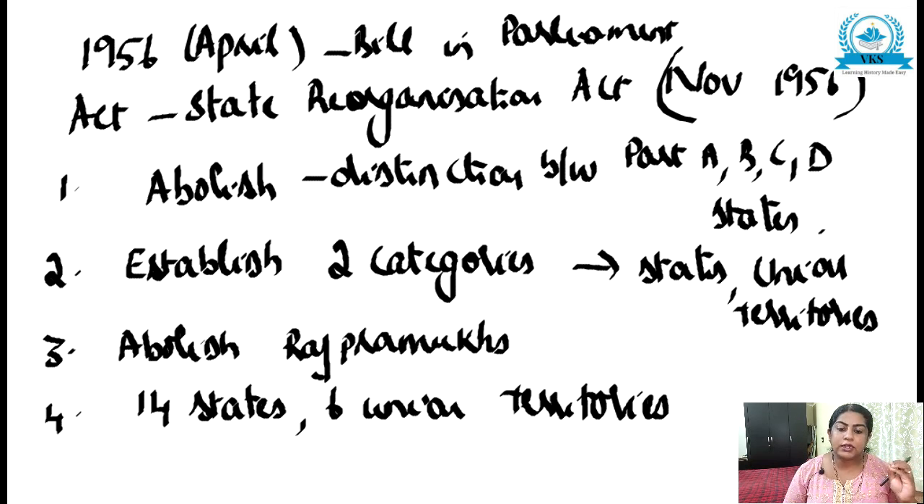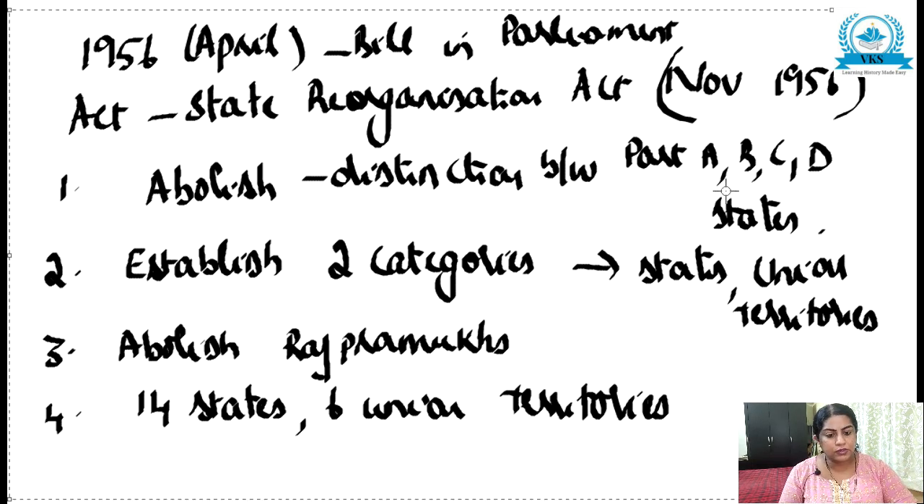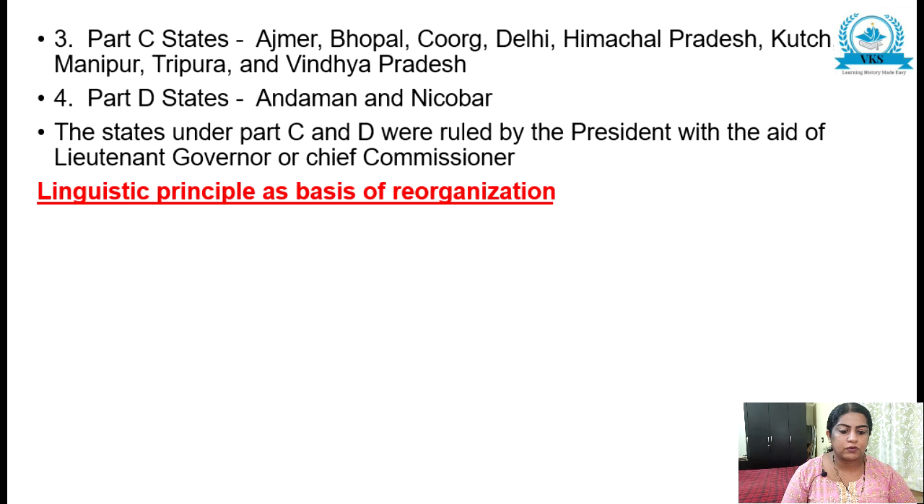So the State Reorganization Act was passed in 1956. According to that, it has some features. First is to abolish the distinction between Part A, B, C and D states, then establishing two categories, that is states and union territories, then abolishing Raj Pramukhs, and finally 14 states and 6 union territories were established. So these were the decisions made in the Act. Now let us see the points which we have studied till now.